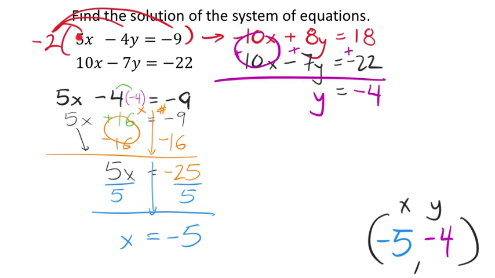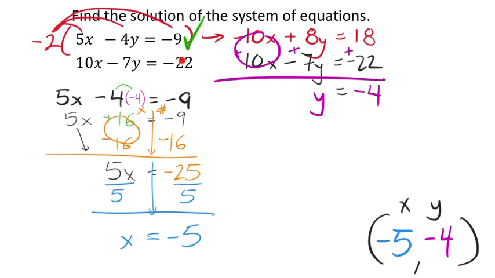So I'm going to go up here, and I'm just going to check my answer in both equations to make sure that would be true. So 5 times negative 5 minus 4 times negative 4. You can put this in the calculator. It'd be negative 25 plus 16, which would be negative 9. So the first equation checks off as true when you replace the x with negative 5 and the y with negative 4. But I've got to replace the x and the y with those values in the second equation. So that'd be 10 times negative 5, that's negative 50, minus 7 times negative 4, that'd be positive 28.